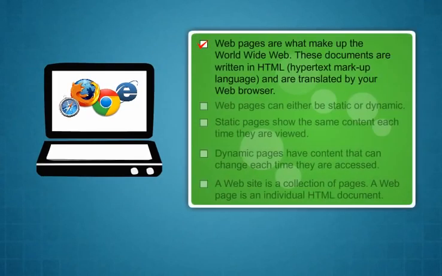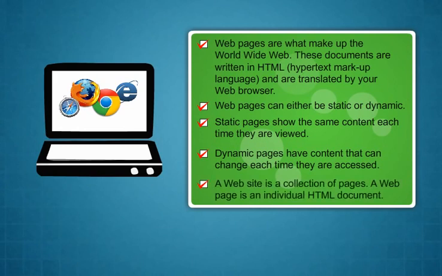Web pages are what make up the World Wide Web. These documents are written in HTML or hypertext markup language and are translated by your web browser. Web pages can either be static or dynamic. Static pages show the same content each time they are viewed. Dynamic pages have content that can change each time they are accessed. These pages are typically written in scripting languages such as PHP, PERL, ASP, or JSP.